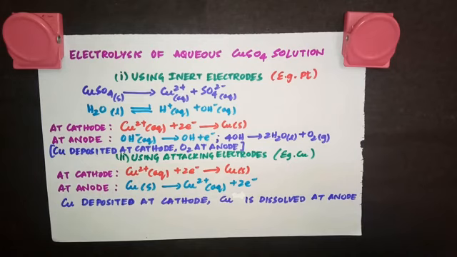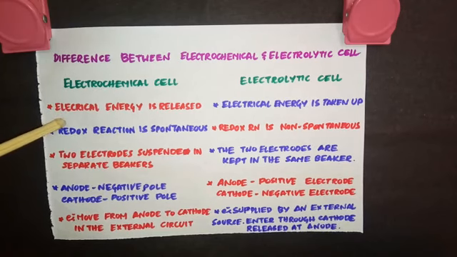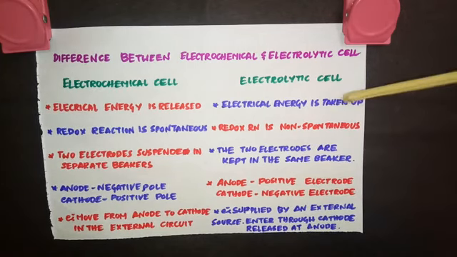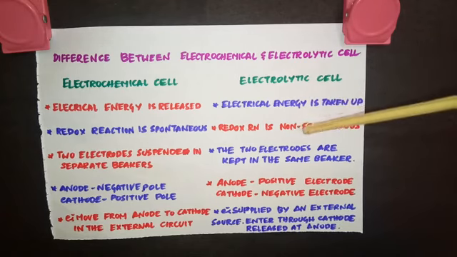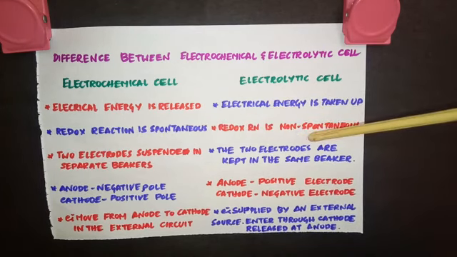We have seen both the electrochemical cell and the electrolytic cell. Now let's see what the differences between these two cells are. Difference between electrochemical and electrolytic cell. In an electrochemical cell, electrical energy is released, whereas in an electrolytic cell, electrical energy is taken up. So here the reaction is spontaneous, so chemical energy is converted into electrical energy. Here the redox reaction is non-spontaneous, so electrical energy is converted into chemical energy. That is the second point: the redox reaction is spontaneous in an electrochemical cell, while here it is non-spontaneous.